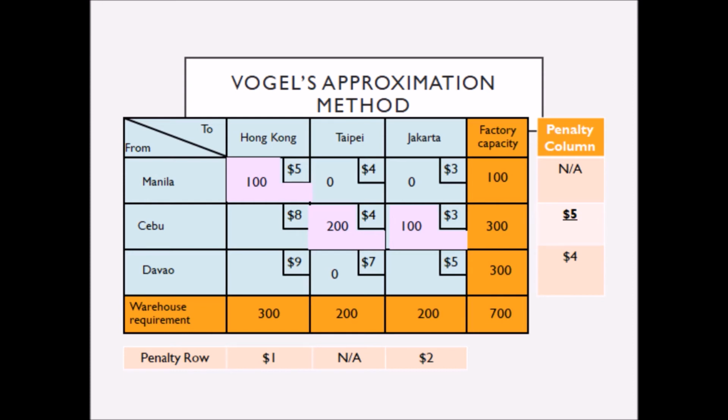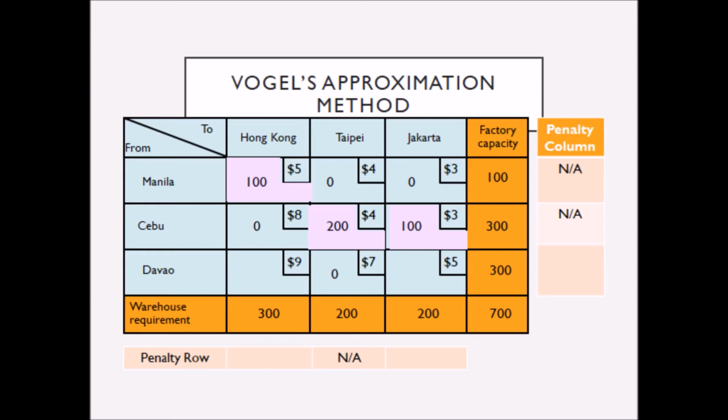In this case, we can see that Cebu has the highest penalty. We assign maximum units to the one with the minimum shipping cost, and in this case, the one to Jakarta, which is a $3 shipping cost. So we assign the remaining 100 units that Cebu can supply, but the demand for Jakarta is 200. Therefore, the demand for Jakarta is not yet complete, and we now have to repeat the process, wherein Cebu is now also not available because the supply has all been exhausted.